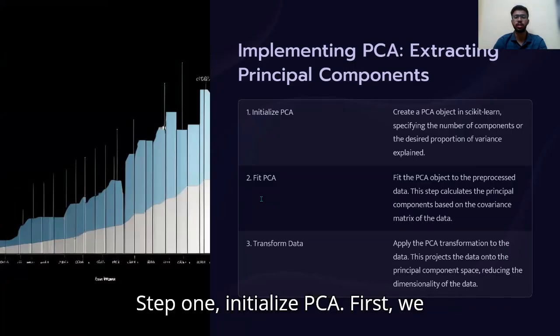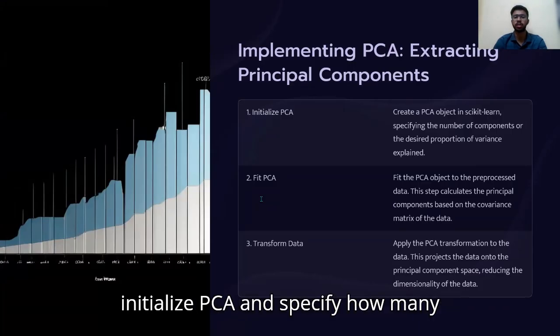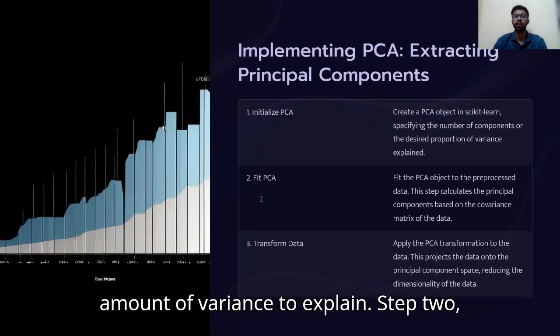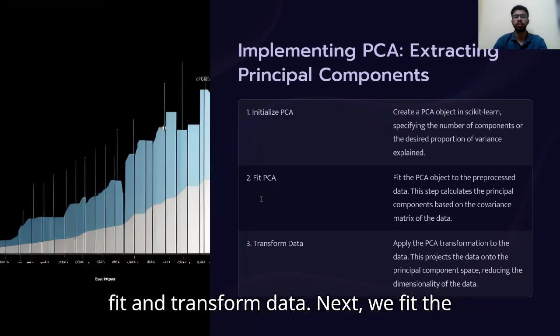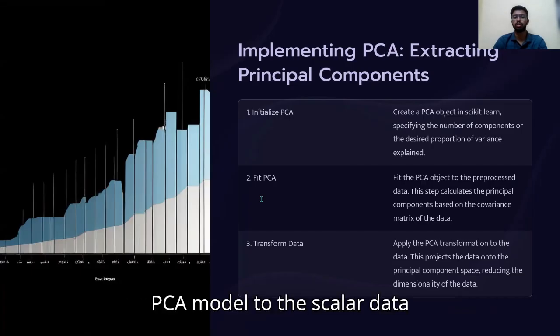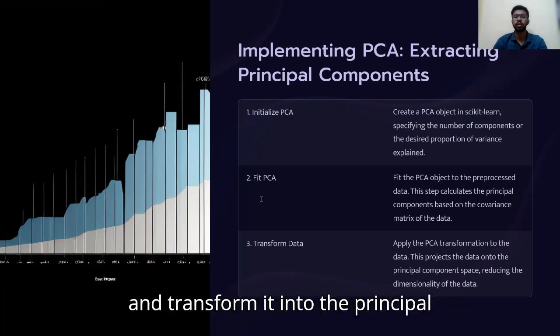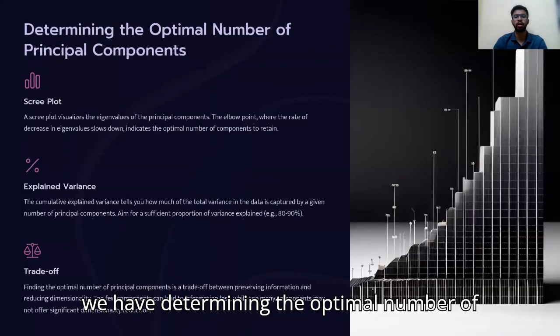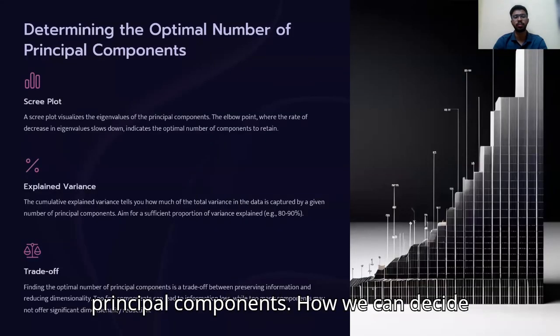Step 1. Initialize PCA. First, we initialize PCA and specify how many components we want to retain or the amount of variance to explain. Step 2. Fit and transform data. Next, we fit the PCA model to the scaled data and transform it into the principal component space.